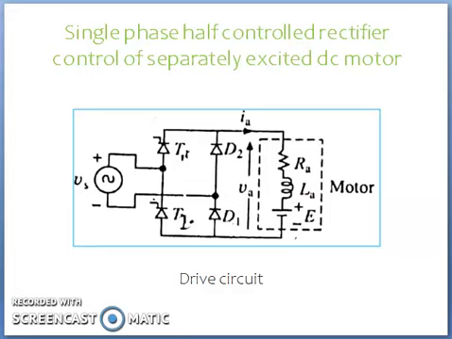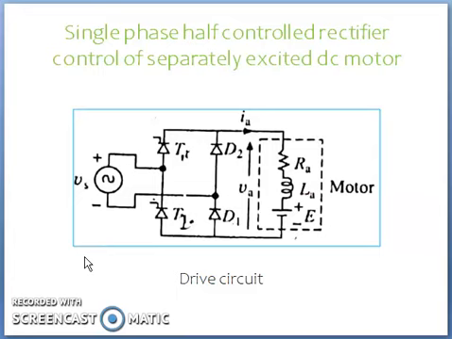You can see in the figure, previously we had 4 thyristors T1, T2, T3, T4. Now we have 2 thyristors with 2 diodes. The drive circuit for half controlled rectifier control of a DC motor is shown in the figure here.